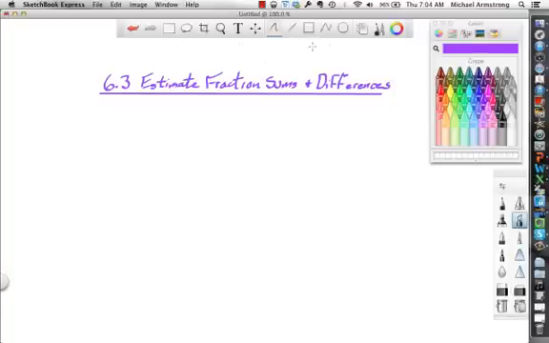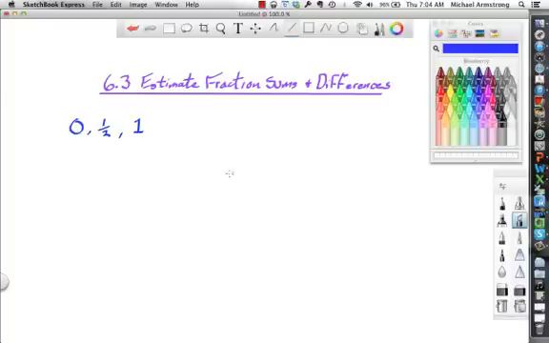We're going to use benchmarks to estimate, and that means that we're going to round fractions to either 0, 1/2, or 1. Okay, and you'll see how that works really quick. It's either 0, 1/2, or 1, and there's a few that are kind of close, and you'll have to make a decision on, and I'll try to show you how to do that. I'll try to lead you well.